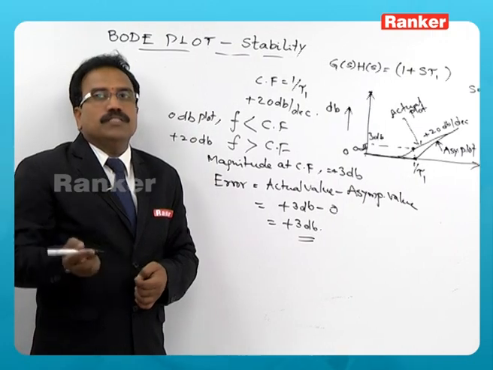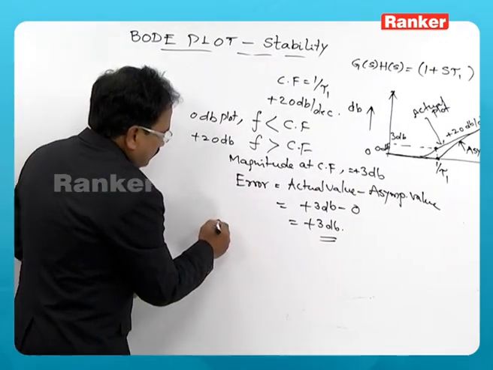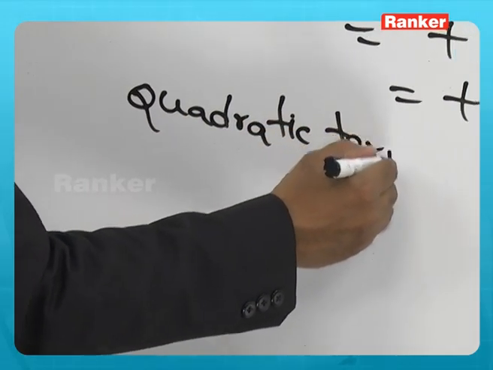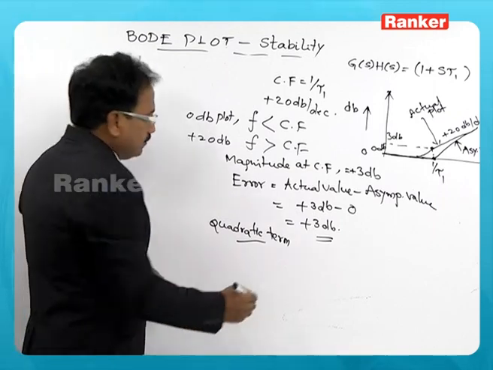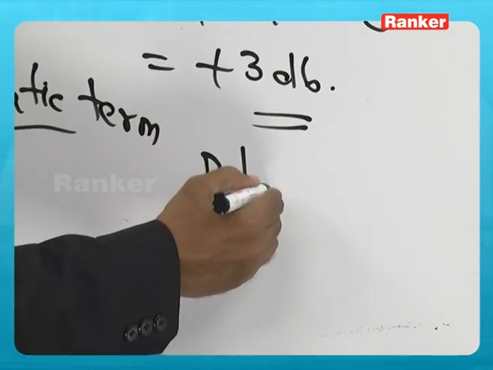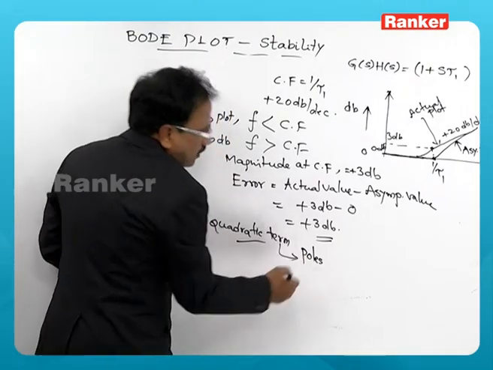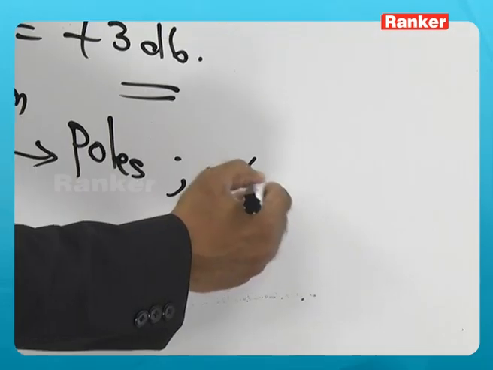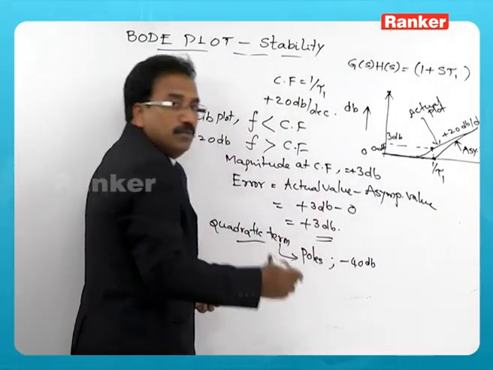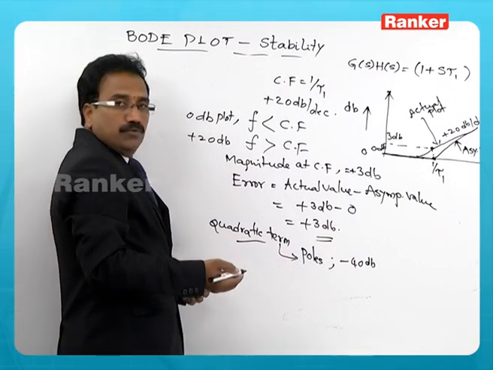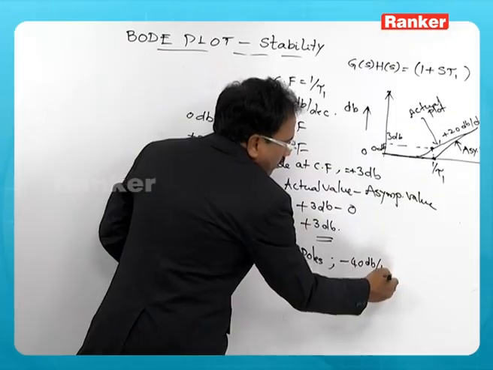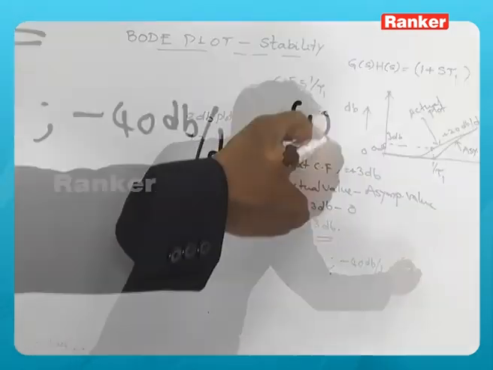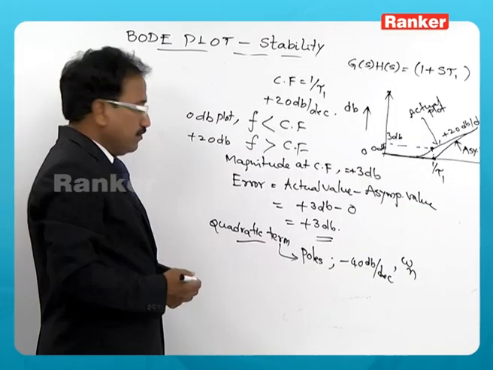Now, if it is a quadratic term, that means a second order expression. If a quadratic term is in the denominator, as poles, then it will have a slope of minus 40 dB, because second order term, 20 into 2, is 40. So, minus 40 dB per decade, and the corner frequency of this term is the undamped natural frequency itself.